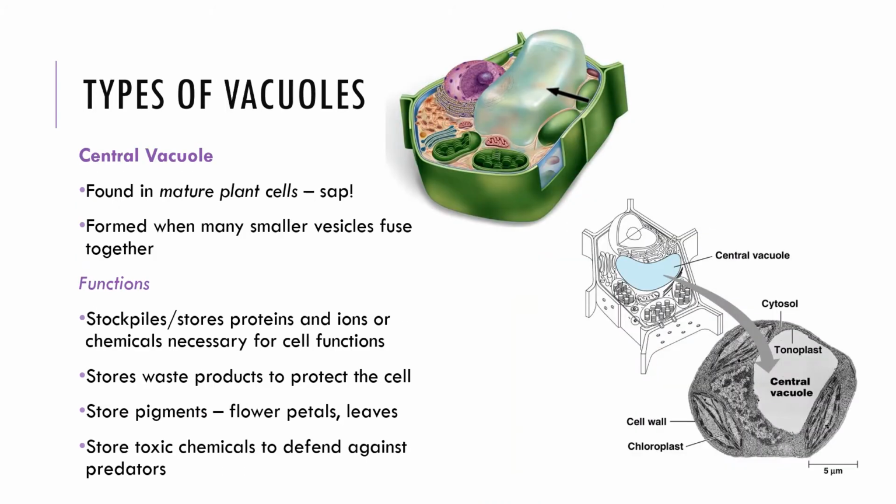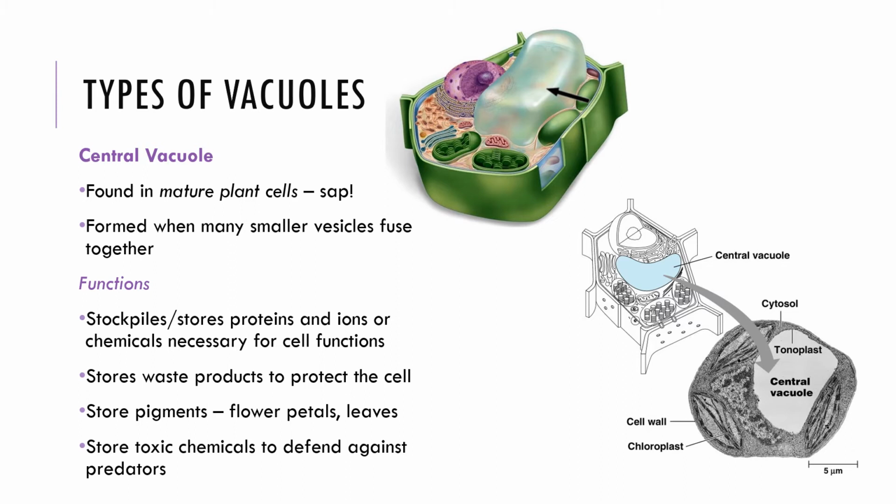The main type of vacuole that you probably learned in 9th grade biology is the central vacuole. It's found in mature plant cells. Usually it stores water and other materials. When you cut open a plant and you see the sap, that's an aggregate of all of the vacuoles that you've burst when you damaged the cells. The cell can release the liquid stored inside, and we see it as sap. It's formed when many different small vesicles fuse together to form one larger one.